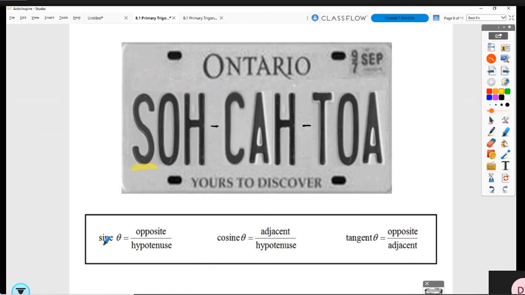So the S really means sine theta. And then the O and the H, it means opposite over hypotenuse. Yeah? And how about CAH? What's that? Yeah, and I can't stress enough how important it is, and I love that you're saying it, cosine theta. Cosine theta equals adjacent over hypotenuse, A over H. And lastly, TOA, tangent of theta, is equal to opposite over adjacent.